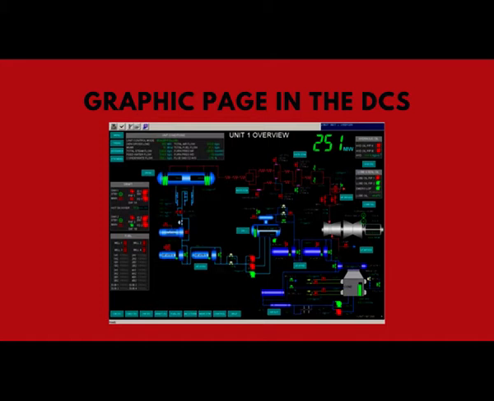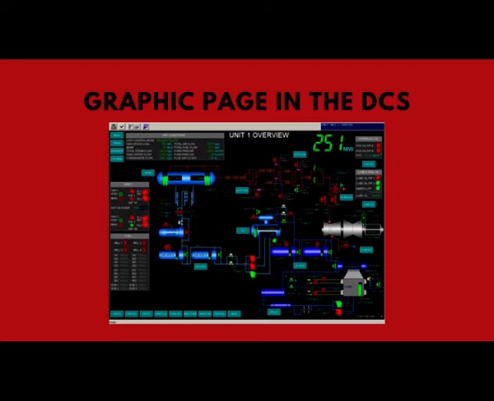So this is the very first feature, known as a graphics page. For every process plant, we have something known as a process flow diagram. By going through the process flow diagram from left to right, any engineer, specifically a chemical engineer or process engineer, will be able to understand the process, that is, how the raw material is converted into products by taking the raw material through different stages, as well as the operating parameters in different stages.